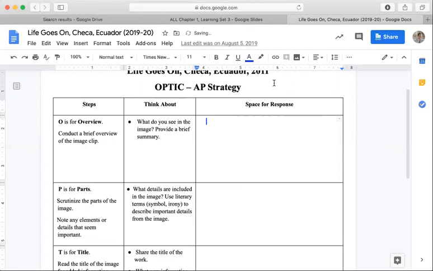So the first thing that we do as part of the OPTIC strategy is to start with O for overview. You're going to conduct a brief overview of the image or the clip, and you're going to list what you see and provide a brief summary. So let's take a look at this image.